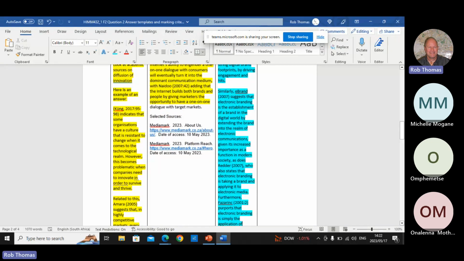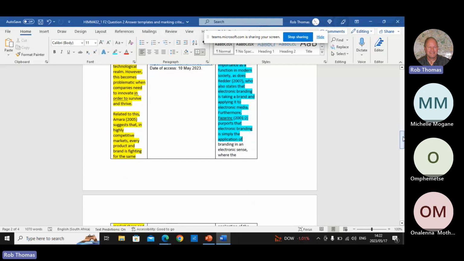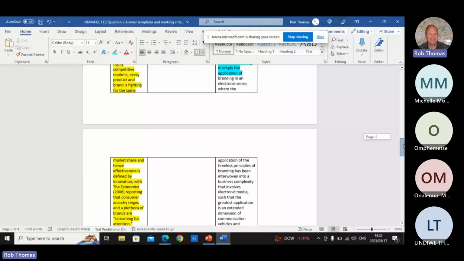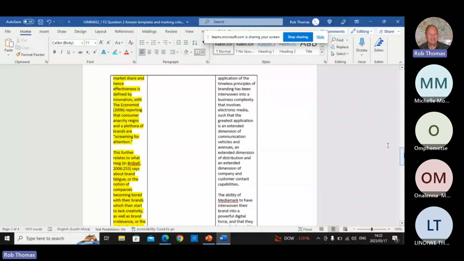Similarly, eBrand suggests that electronic branding is the establishment of a brand in the digital world by extending the brand into the realm of electronic communications, given its increased importance as a function in modern society, as does Reda. Reda also states that electronic branding is taking a brand and applying it to electronic media. Furthermore, Fazerink purports that electronic branding is simply the application of branding in an electronic sense.